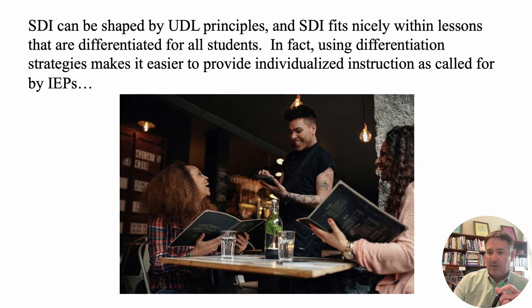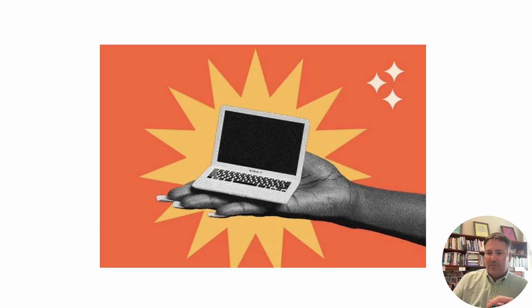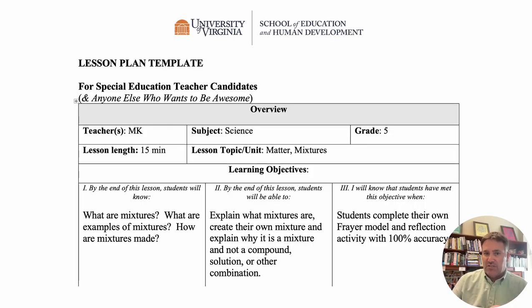They get the picture. Okay, we have about 10 minutes left. I want to do a little demonstration of what this can look like. Differentiation, UDL, specially designed instruction. Well, it all starts for me with the IEP and the lesson plan template. So I'm thinking about today I'm going to do a lesson on mixtures. This is a science lesson, grade 5.